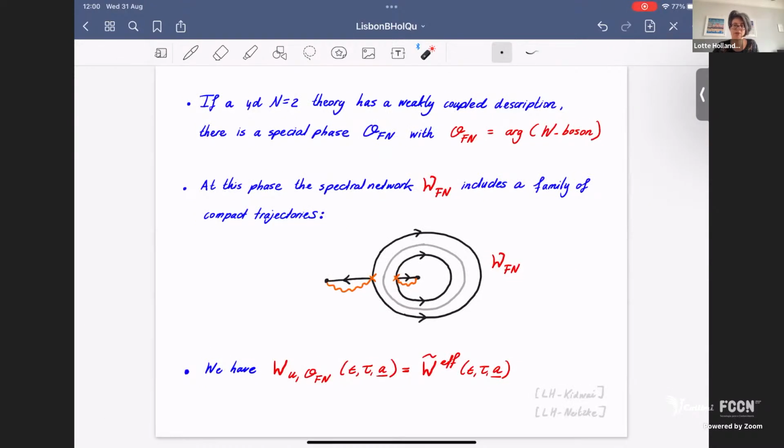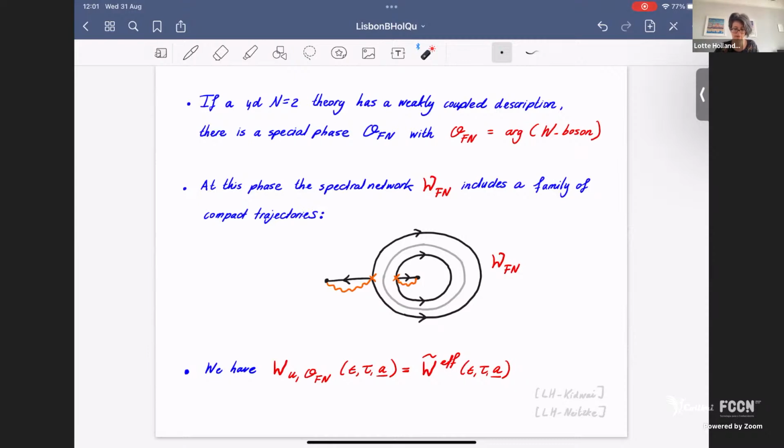Maybe to make the relation to the Nekrasov partition function a bit clearer, because so far we've really only Borel resummed along different directions, but we have not seen that we recover the Nekrasov partition function as well. So at which phase do we encounter this Nekrasov partition function? Well, it turns out there is a special critical phase, which we sometimes call the Stokes phase, or the Nekrasov phase. This phase is characterized by the fact that it's equal to the argument of the central charge of the W boson.